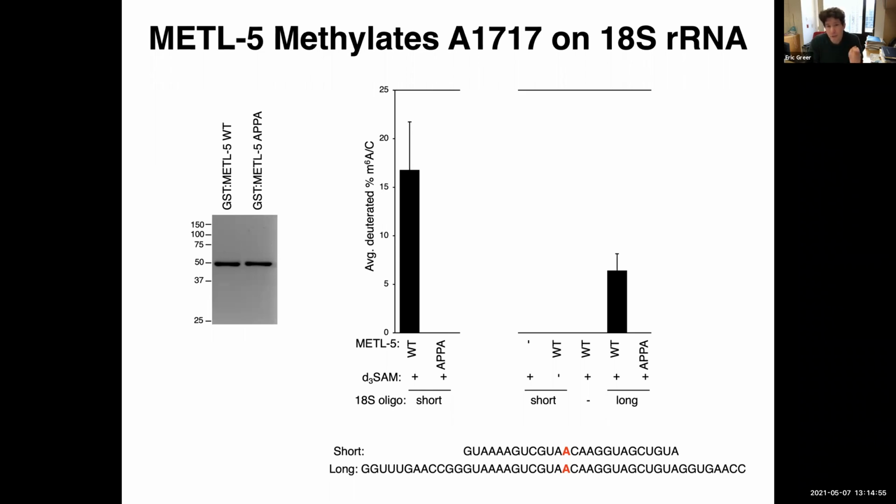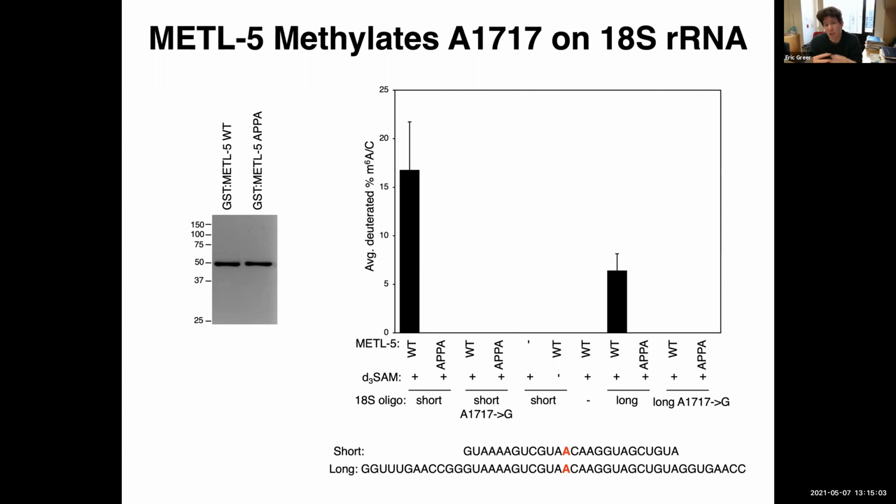To determine METL5's specificity for this particular adenosine 1717, we mutated that adenosine to guanosine, and we found that that completely eliminated the capacity of this enzyme to methylate these oligos, despite the fact that there were other adenosines present in this oligo, suggesting that METL5 does have a certain degree of sequence specificity towards adenosine 1717. So together, these results had suggested that METL5, both in vitro and in vivo, was an 18S ribosomal RNA methyltransferase, and it was methylating this specific residue, adenosine 1717.